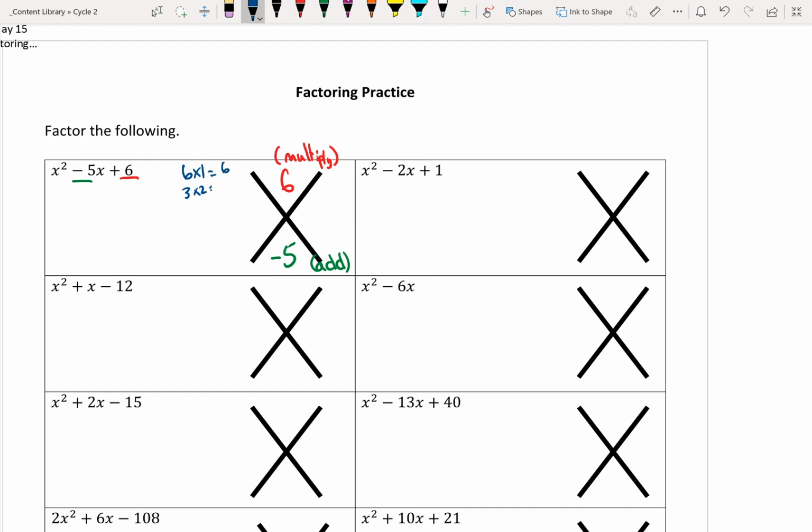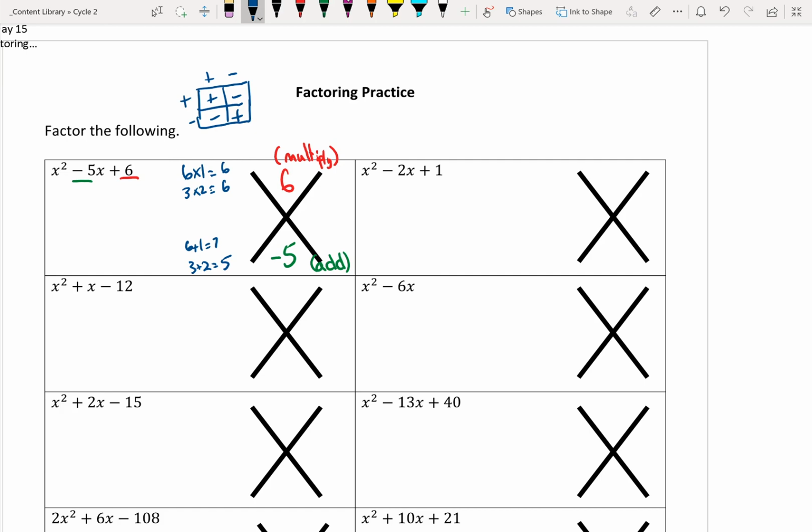So 6 times 1 does equal 6. 3 times 2 does equal 6. But 6 plus 1 equals 7, and 3 plus 2 equals 5. I want negative 5 though. So I have to think, is there a way that I can change any of these numbers to negative? Well, remember we talked about if I am multiplying and I have a positive, I can have two negative numbers multiply and get a positive number in the end.